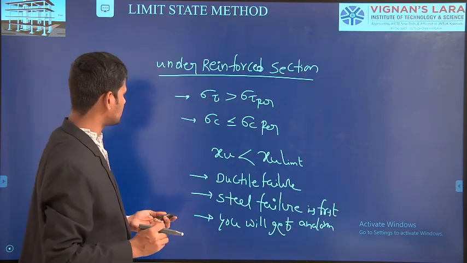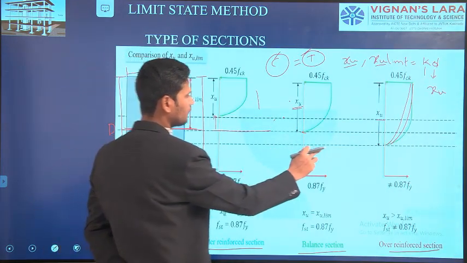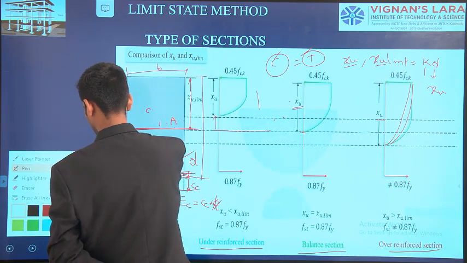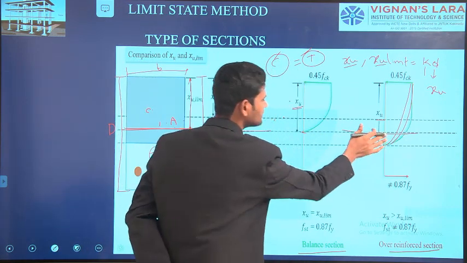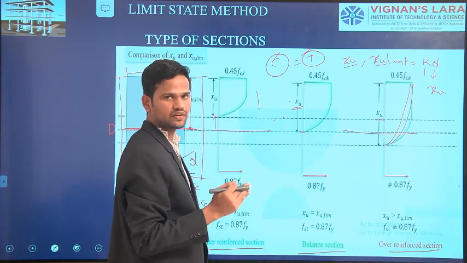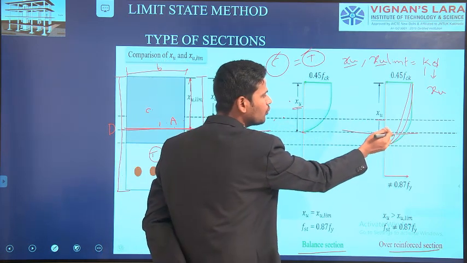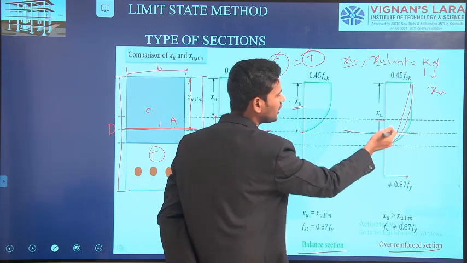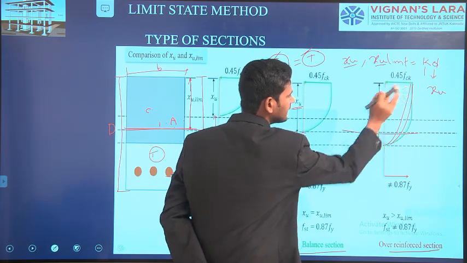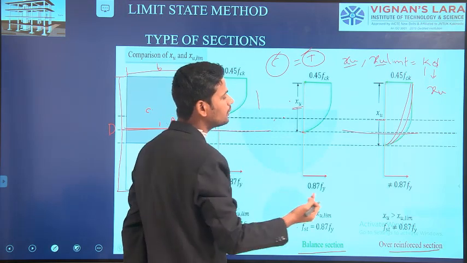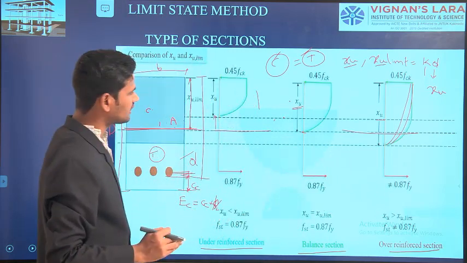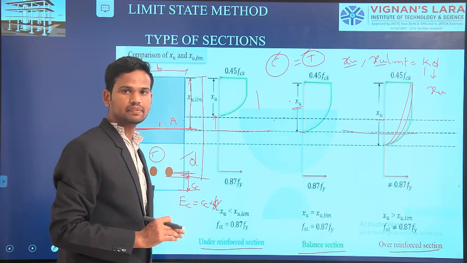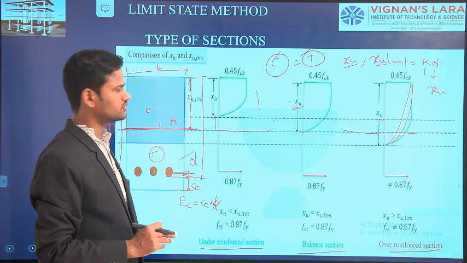If you observe this diagram, this is the balanced section. That means this is the actual depth we have to provide for a section. Whereas, due to the larger amount of steel we are providing in the section, the stresses developed in the concrete are more compared to the stresses developed in the steel. This is the diagrammatic representation for the over reinforced section.